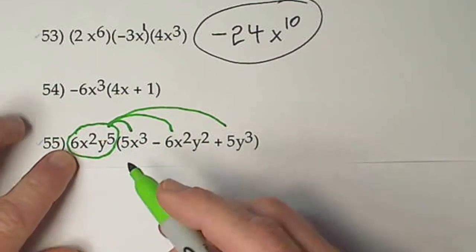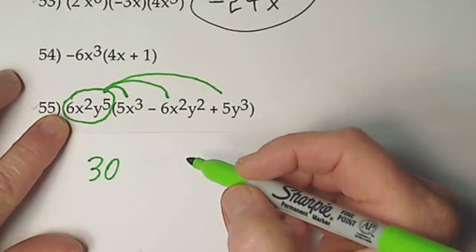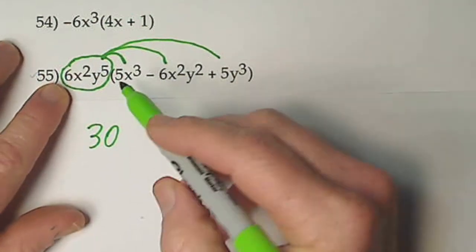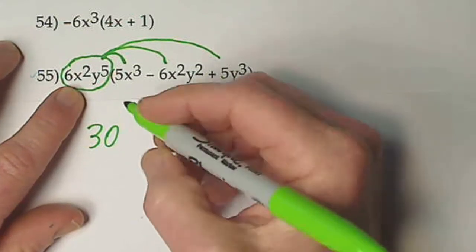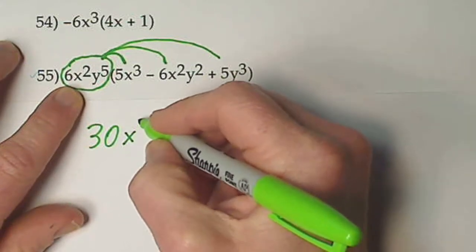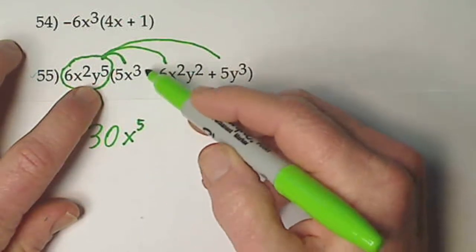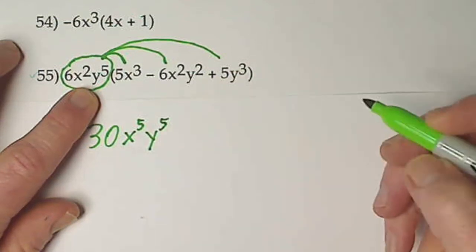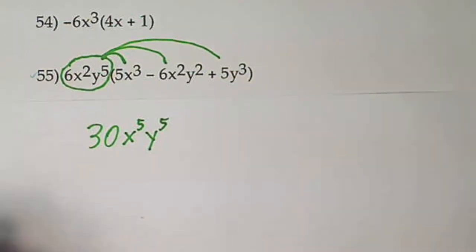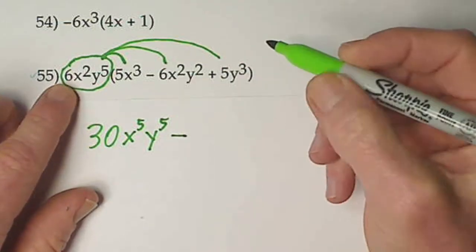And let's get some scratch paper here. So 6 times 5 is 30. X squared times x to the third, that's x to the fifth. Just add exponents. Y to the fifth doesn't have anything else to multiply, so it just comes along for the ride. Okay? Then our very next term, positive times negative will be negative.